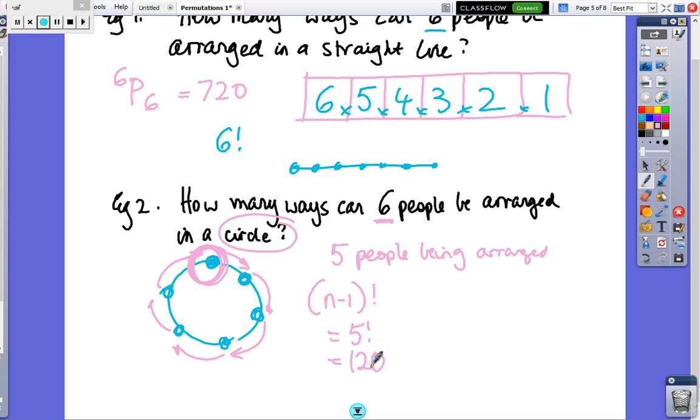So just be ready for when you arrange people in a circle and you have to arrange all the people. You can't arrange some of the people. So when you're arranging all the people in a circle, look at the number and just take 1 off. What effectively you're doing is nailing one person to a seat and the other 5 people are being arranged around them. So copy that and then come across.